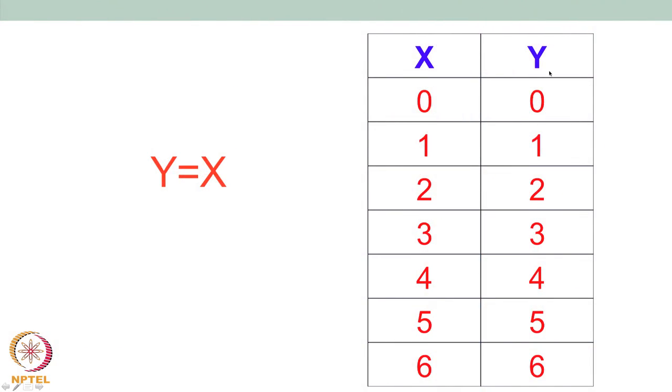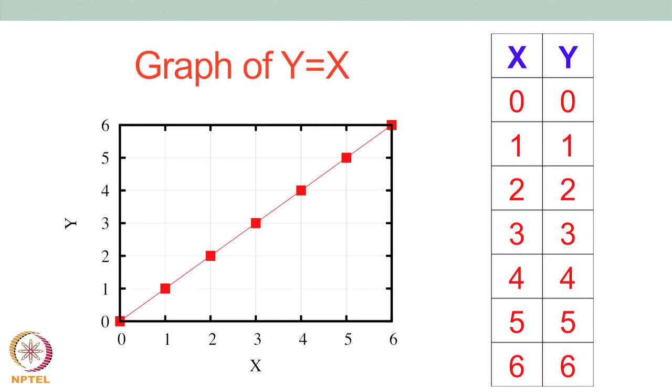So you have an x variable and y, and when they are equal, when x is 0, y is 0. When x is 1, y is 1. When x is 2, y is 2. When x is 3, y is 3. 4, 4, 5, 5, 6, 6. So this is what it means. When you have two variables, they are equal, you will get a table like this, and one can plot this as a graph, and that's what one would see in the next slide.